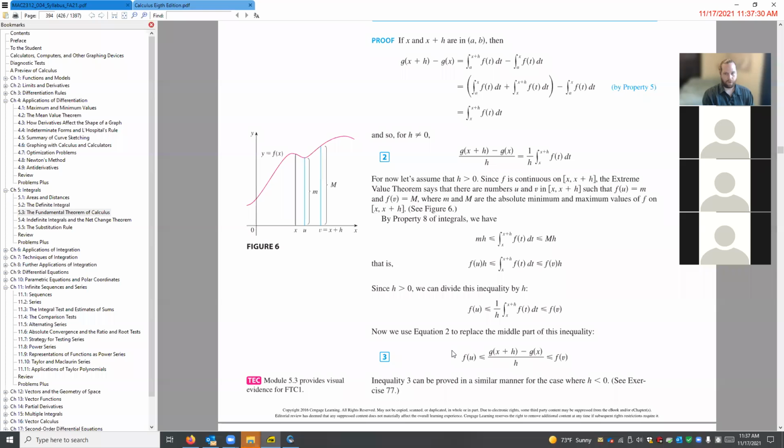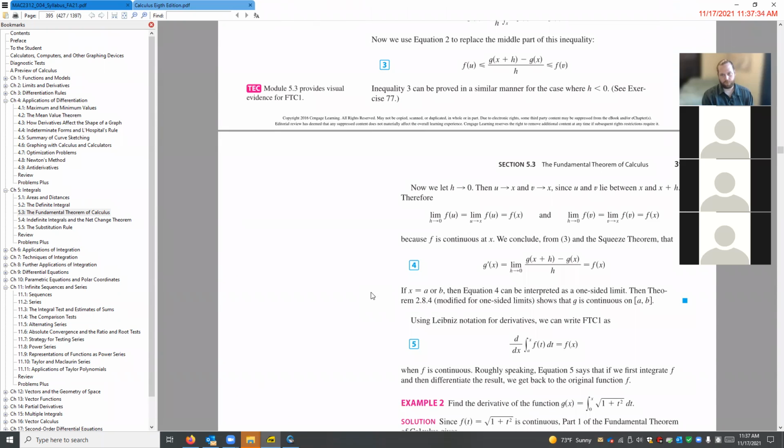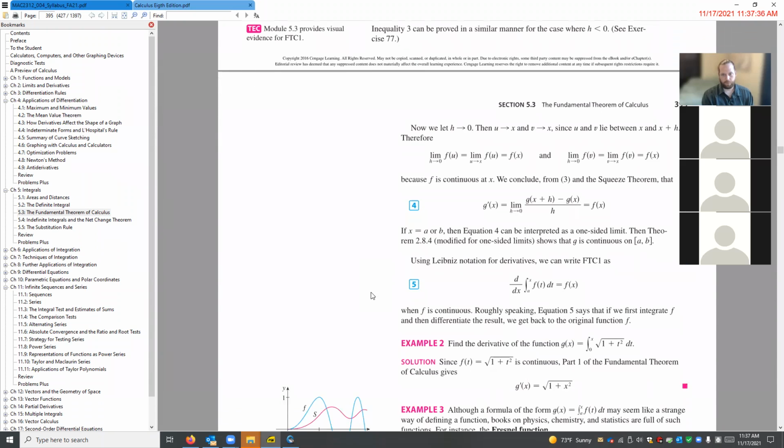Now you can get really fiddly here with deltas and epsilons, but there's no need. The result here is just what we want, that the thing inside is g prime, and that has to be equal to f of x. So let me do 1 or 2 more examples of FTC part 1, and then I'll show you FTC part 2.